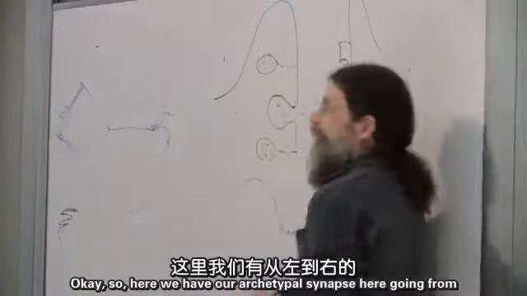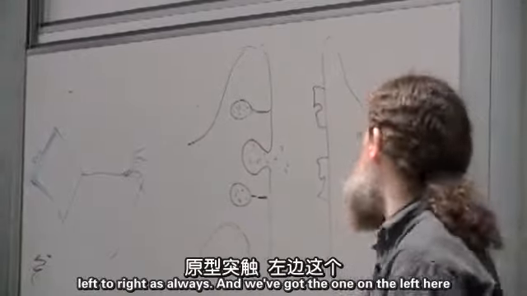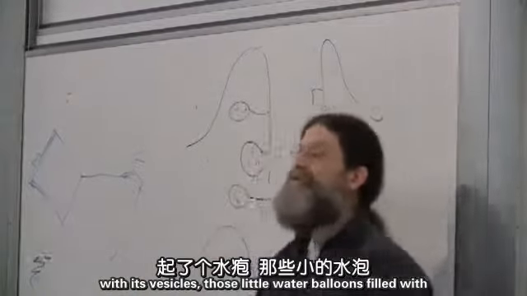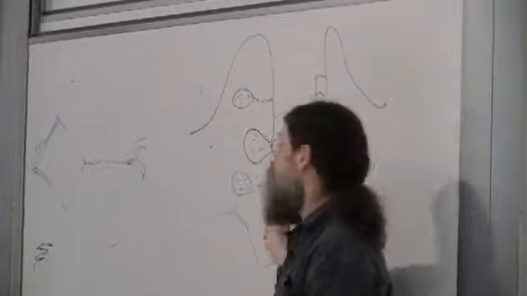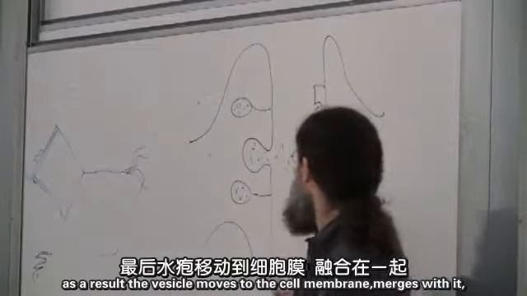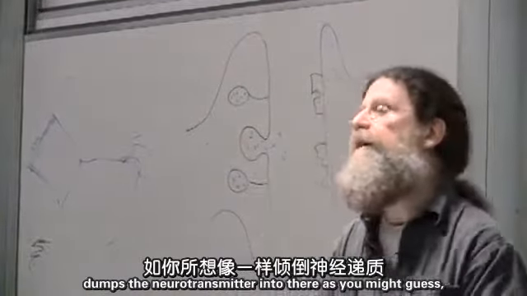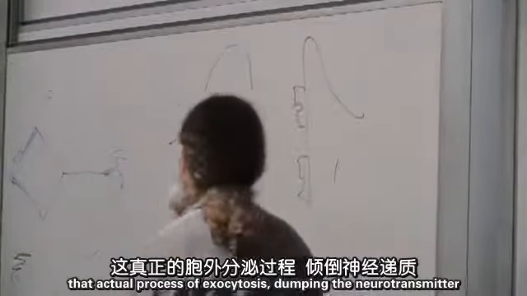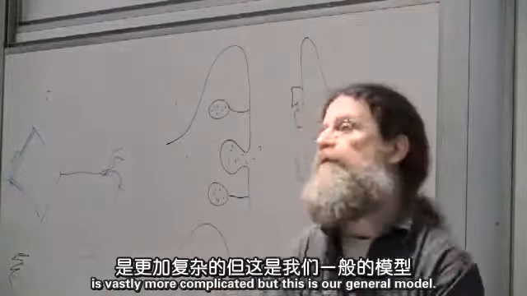Okay, so here we have our archetypal synapse here, going from left to right as always, and we've got the one on the left here with its vesicles, those little water balloons filled with neurotransmitter. Along comes the action potential. As a result, the vesicle moves to the cell membrane, merges with it, dumps the neurotransmitter into there, as you might guess, that actual process of exocytosis. Dumping the neurotransmitter is vastly more complicated, but this is our general model.